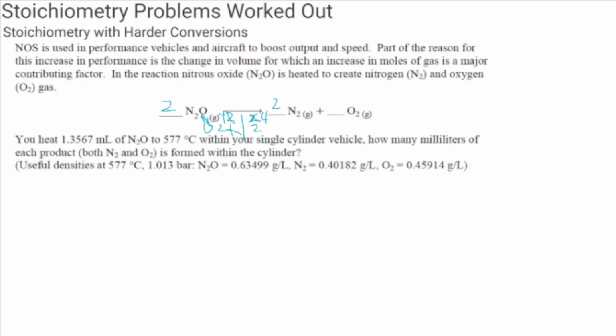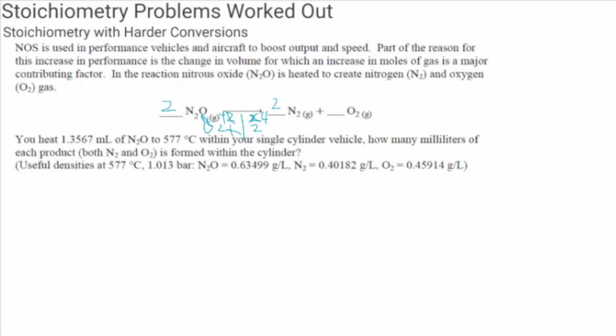You heat 1.3567 milliliters of N2O to 577 degrees Celsius within your single cylinder vehicle. How many milliliters of each product, both N2 and O2, is formed within the cylinder? And then we're given some extra information here with some densities at that temperature and pressure for N2O, N2, and O2. All right, so like I said, this one's a little bit harder.